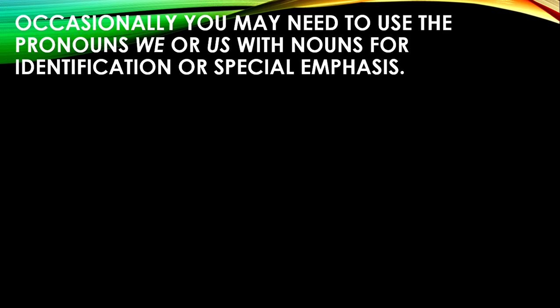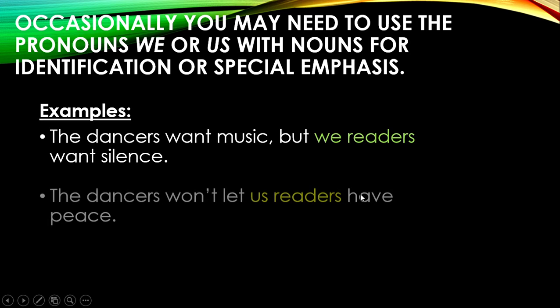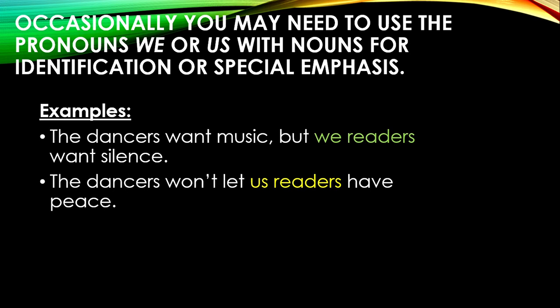Okay, remember pronouns take the place of a noun. So occasionally you may need to use the pronouns we or us with nouns for identification or special emphasis. So for example, the dancers want music, but we readers want silence. So the emphasis there obviously being we. The dancers won't let us readers have peace.